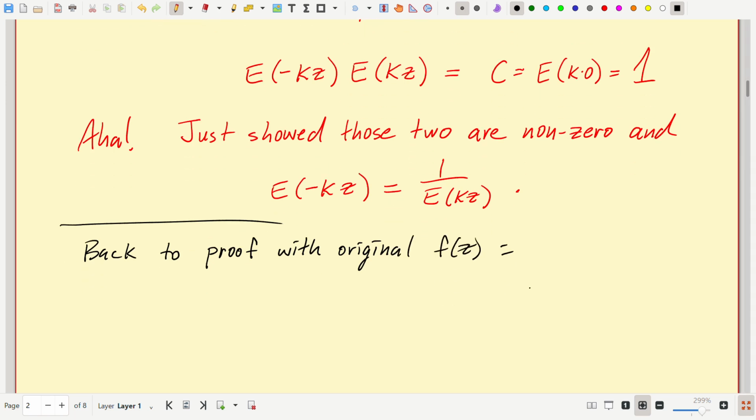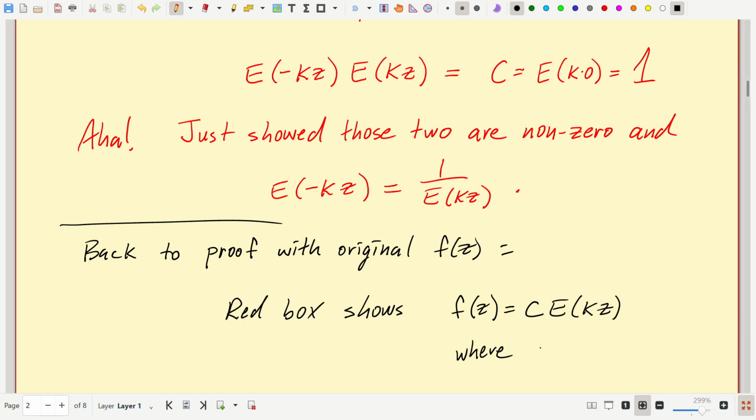That red box, now I can use my fact that I just showed that e to the minus kz is 1 over e to the kz. It shows that f of z is c times e to the kz, which is what I wanted to see. And I noticed before that c is equal to f of 0. So check. That's the demonstration. So I demonstrated that some of those facts from calculus, Math 262 ideas, work just fine in the complex domain.